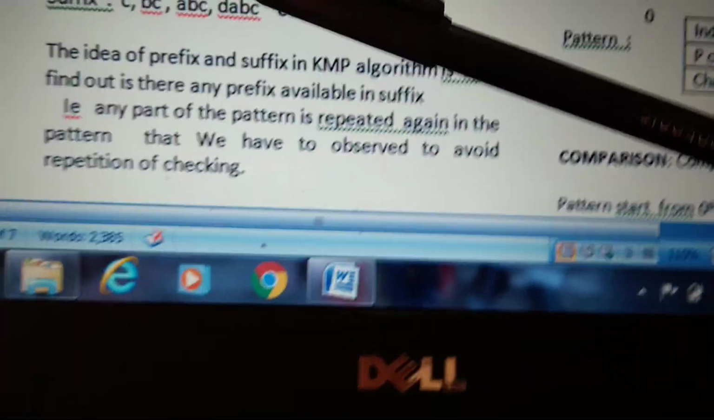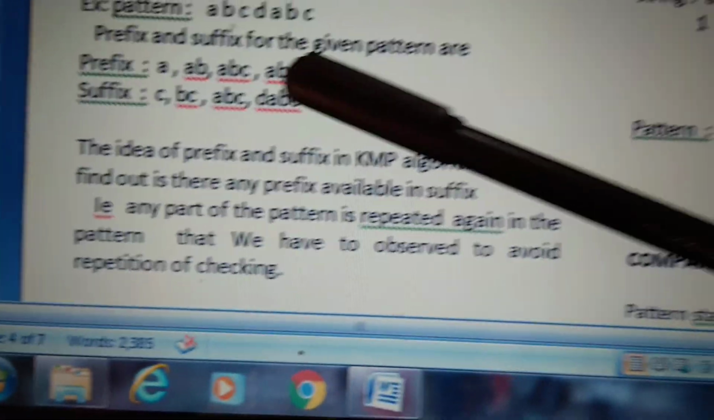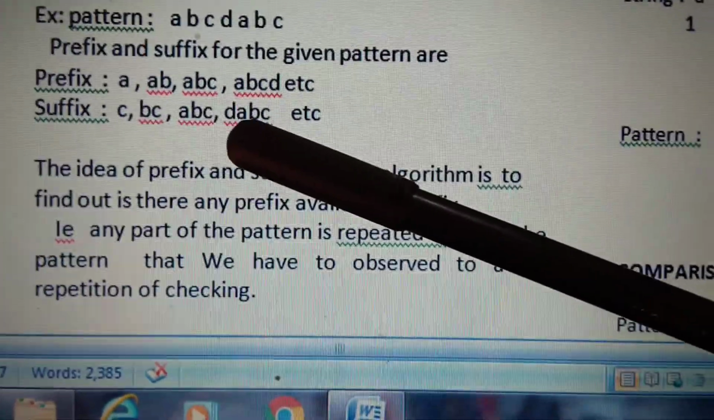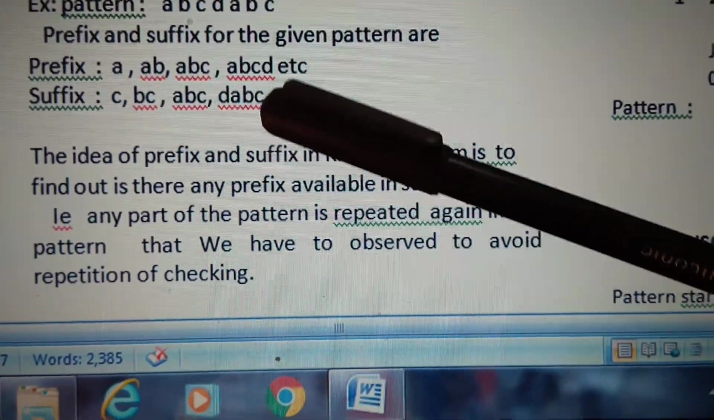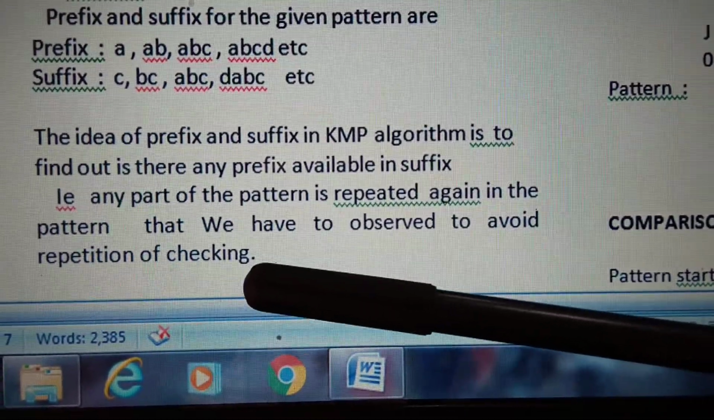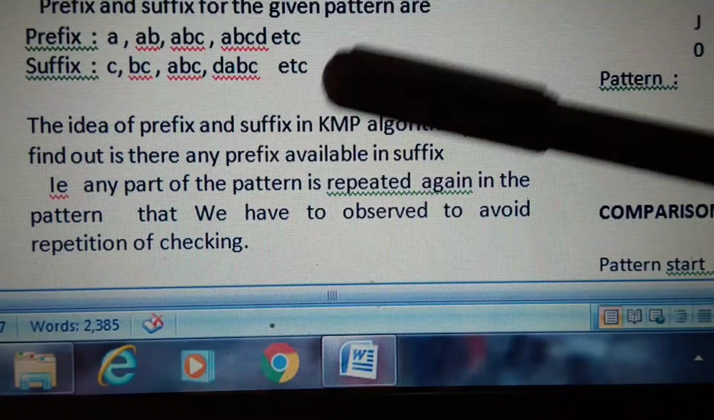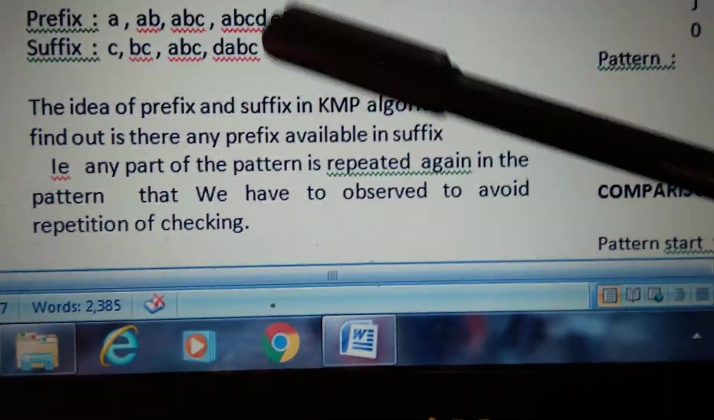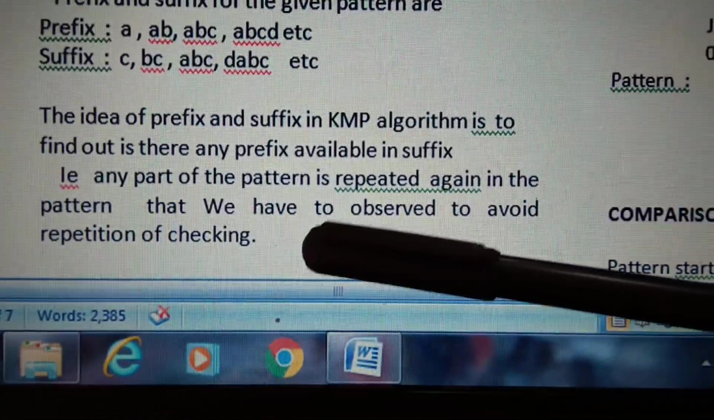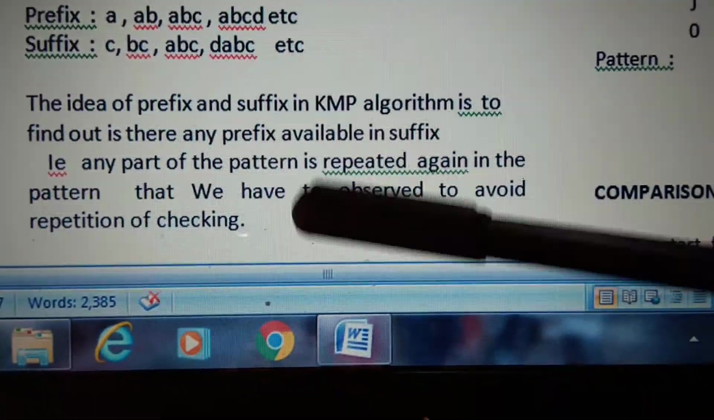So for that we have to find the prefix and suffix. From the prefix, we see whether any word in the prefix is repeated in the suffix, and that we avoid verifying for matching. That is the concept. So after finding prefix and suffix, we have to find the pi table or prefix function for the KMP algorithm.